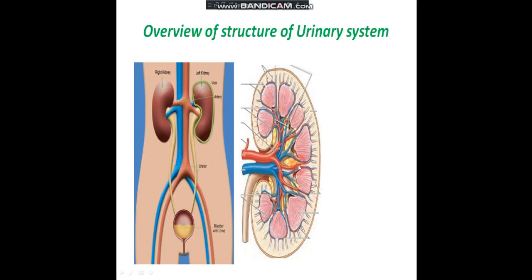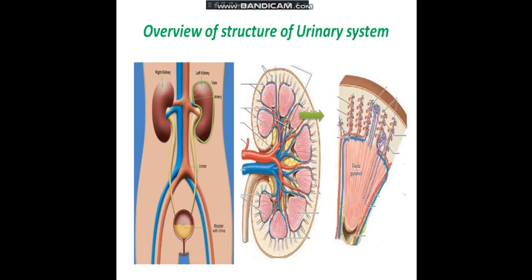If we take a magnified view of the pyramid, we can see it appearing like this. In the cortex area, we can see the nephron, its tubules and the glomeruli. Then they join together and form the collecting tubules, which then drain into collecting ducts. Then these collecting ducts pass through the apices and drain the urine into the minor calyces.